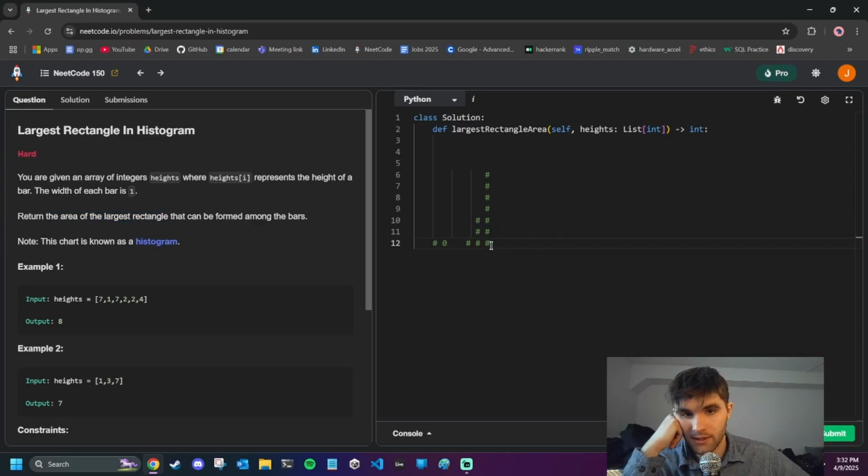So I'm guessing here, here is a rectangle of size 6. That one is a rectangle of size 3. This is a rectangle of size 3. And this is a rectangle of size 7. Interesting.